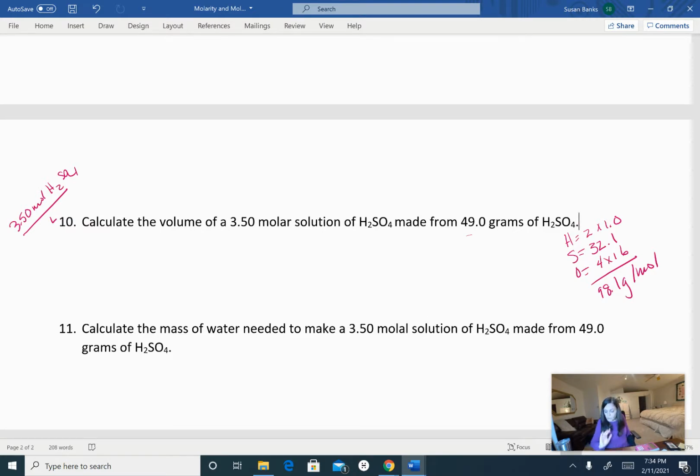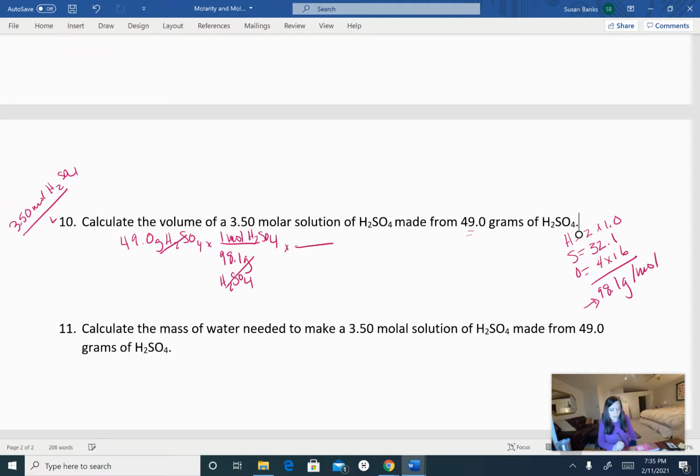Okay, we've got our background, so now we're going to start with our 49 grams of sulfuric acid. We want to get out of grams and we want to get into moles. So we're going to use our molar mass. Grams need to cancel, so the grams need to go on the bottom. 98.1 grams of sulfuric acid will give me 1 mole of sulfuric acid. So my grams of sulfuric acid are gone.